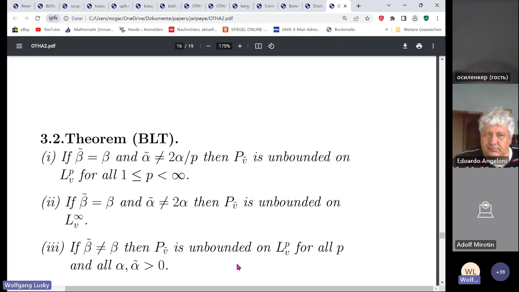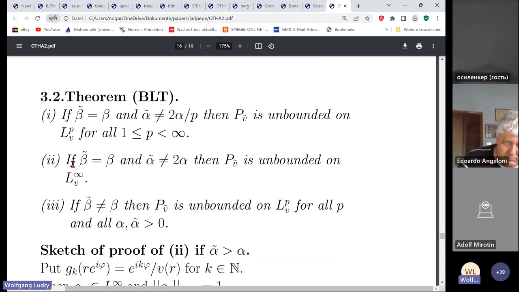Now, this seems to be a bit strange. The proof is quite technical and complicated, but I want to give you an idea why we have boundedness at just one point, and unboundedness at all the other points. And this is connected with the more or less technical estimates. I want to give an idea for case number two, for p equal to infinity, where alpha tilde is larger than alpha. And similar estimates can be made for all the remaining cases.